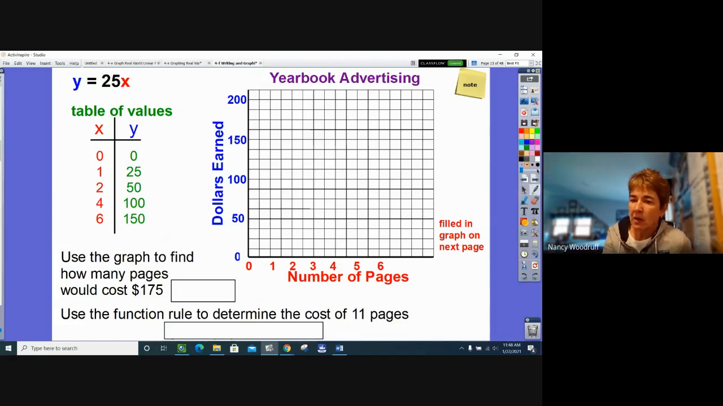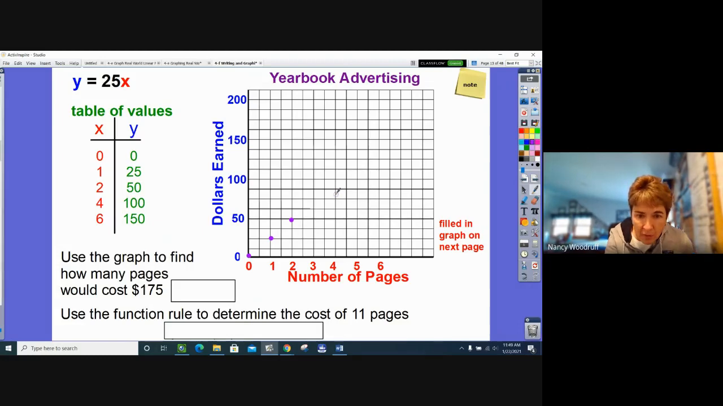So we're going to make it a little bit bigger here. I'm waiting for you to get caught up with me, and I'm getting ready to plot the points. That's a huge point. This is what it looks like. Get a little smaller. Okay, that'll work. All right, so 0, 0. And then I go 1, 25. We're going to go 2, 50. We're going to go 4, 100.